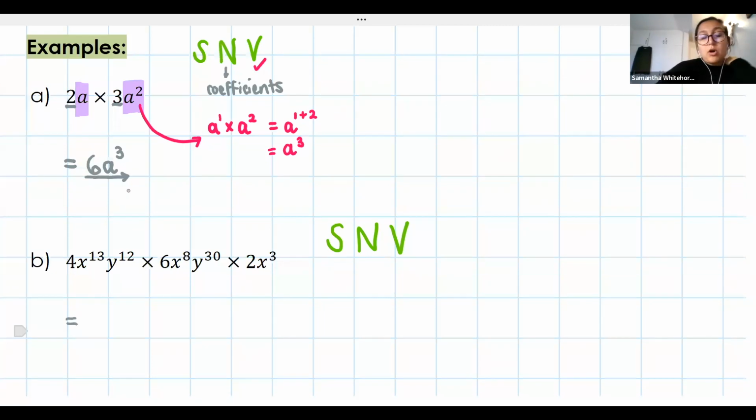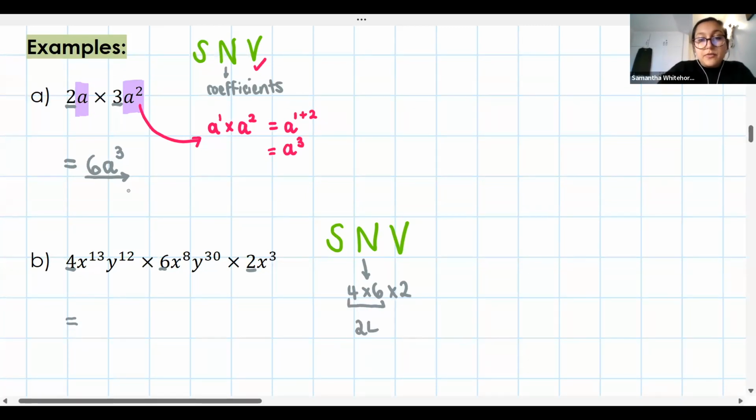So remember, these are the coefficients. 4 times 6 times 2. So if we just write that out, 4 times 6 times 2. You can do multiplication in any order you want. So whatever's easier for you, I'm just going to work left to right. 4 times 6 is 24. That must then be multiplied by 2, which gives me a product of 48. So in multiplying all of my numbers together, I get 48.